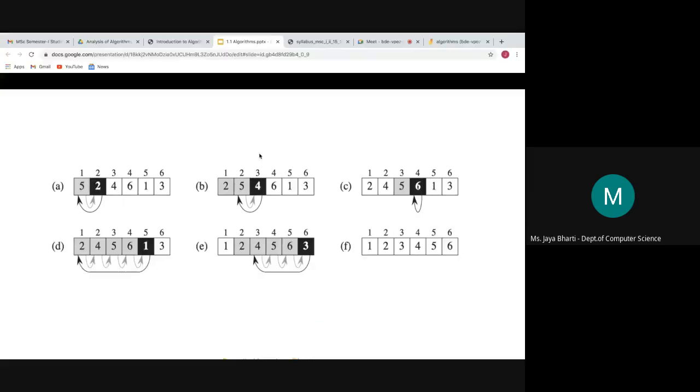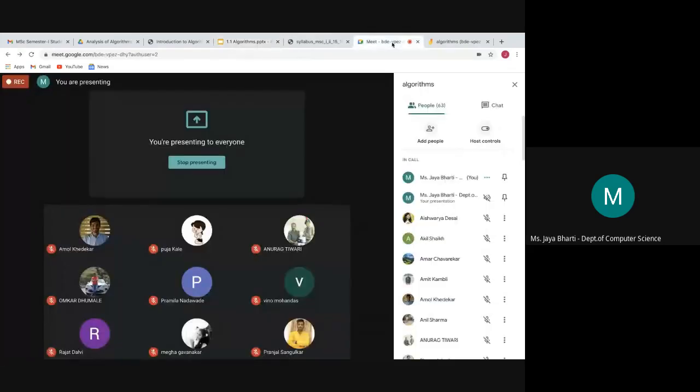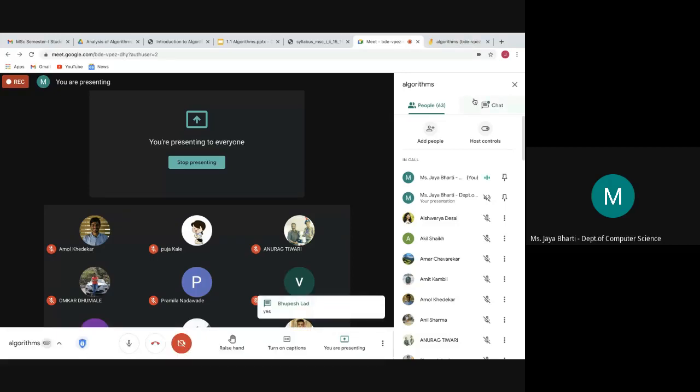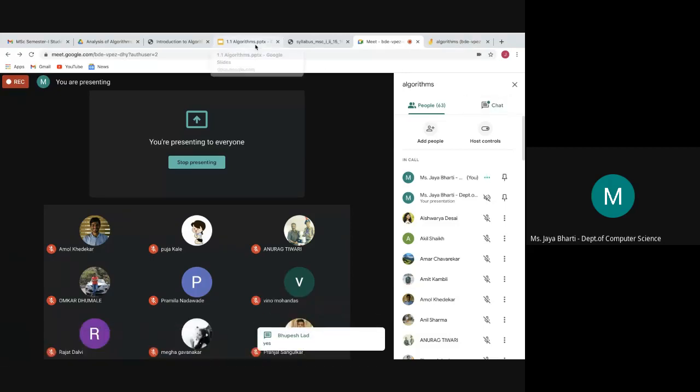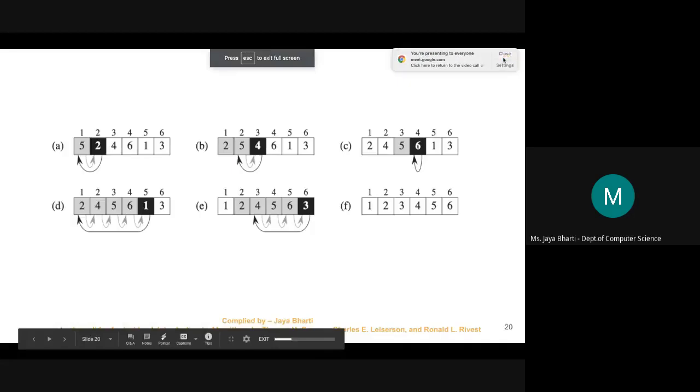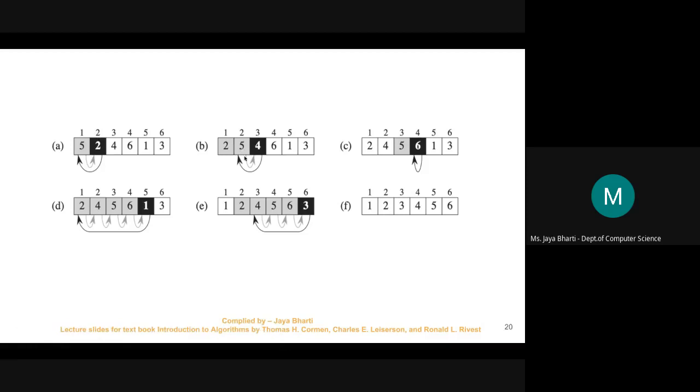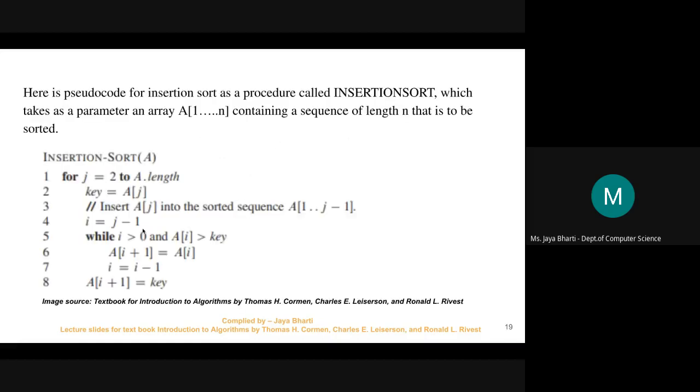Are you getting all this? Okay. So when you compare a of 2 and a of 3, you can see that a of 2 is greater than a of 3. So you need to swap these two. When you swap these two, now you need to increment j. So when you increment j, now j is pointing to 4.